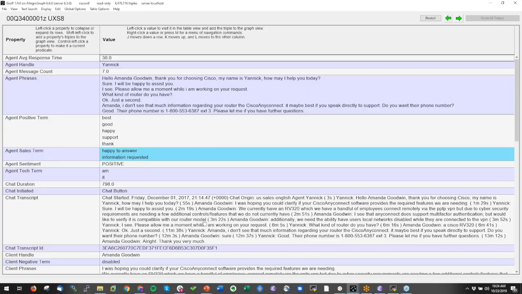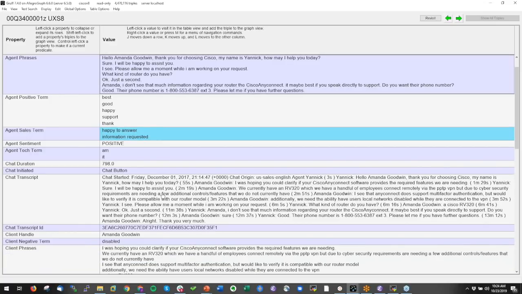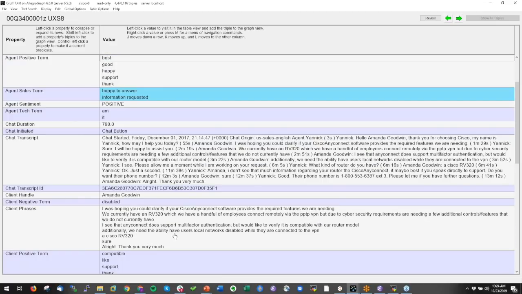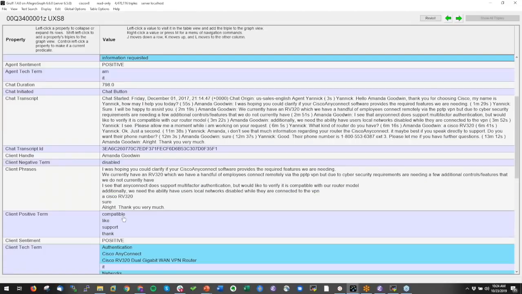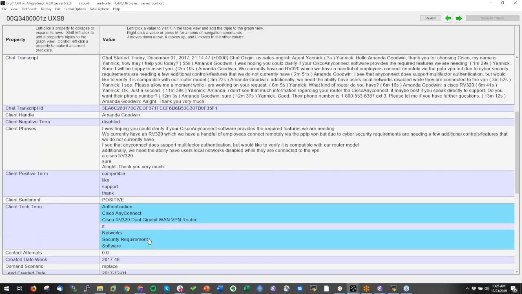But then we found in practice that it doesn't help to do your analytics, your NLP, on the entire chat between agent and customer. What you really want to do is look at the things that the agent said, and then look at the things that the client said. Once you have that, we can do the entity extraction: agent positive terms, client positive terms, and you can look at the technical things the client and the agent talked about. So here you see things like Cisco, Connect, the router, networks, security requirements. So here are the entities that we got out of our chats.